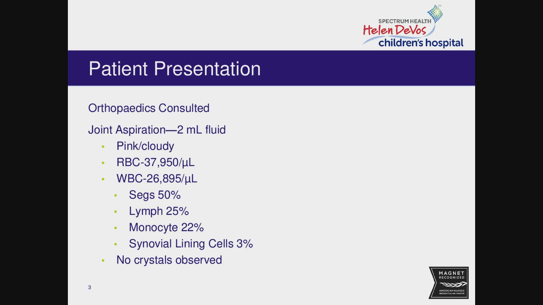Due to our concerns, the orthopedic team was consulted, and a joint aspiration was performed on that right knee. The results of that are shown here. It had a pink cloudy fluid. Red blood cells were almost 38,000. White blood cells were 26,800 with 50% neutrophils.